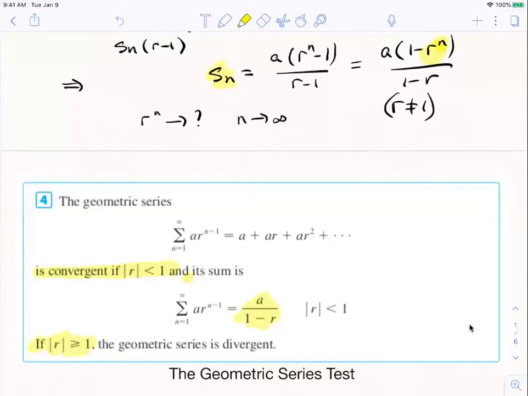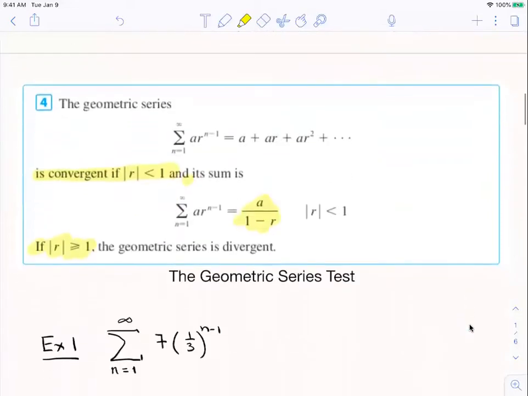So this is kind of the nicest test we're going to get, the geometric series test. It not only tells us a perfect condition on when it converges or not, but if it converges, we even get to know the sum. All right, let's try it in a couple of examples.